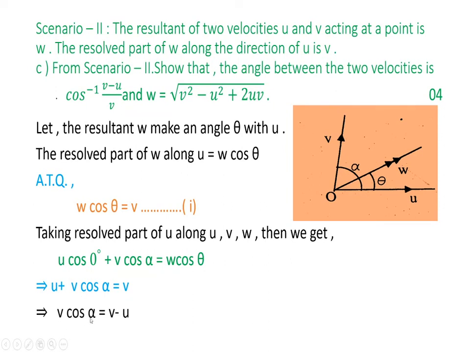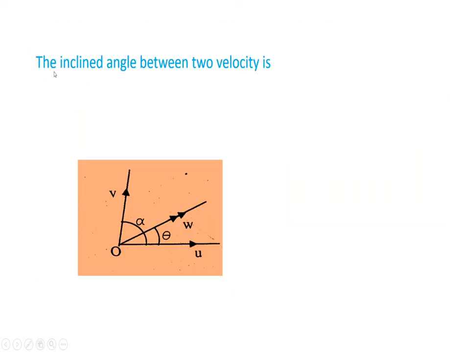So from this we get v cos alpha equal to v minus u. So cos alpha equals (v minus u) by v. Finally, alpha equals cos inverse of (v minus u) by v, which is our required angle. The inclined angle between the two velocities is cos inverse of (v minus u) by v.